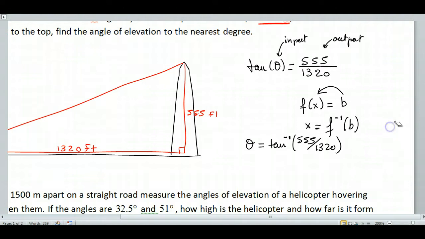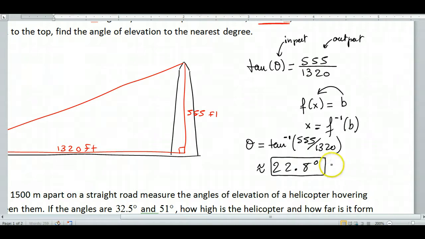Okay, here we go. So you find this in your calculator. You have to do second tan, right? It's on top of your calculator. So let me type that. Make sure your calculator is in degree mode. 555 divided by 1320, and tan inverse of that is 22.8, so it's about 22.8 degrees, okay? Round to the nearest degree, so I guess I would say 23 degrees. Make sure you read the question, okay? It says to the nearest degree right here. Okay, all right, good.